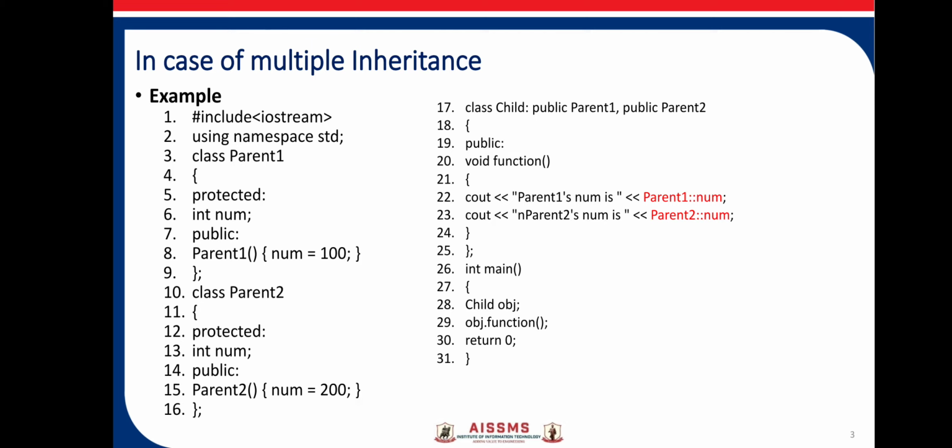So if I want to access a variable which has a similar name in parent class 1 and parent class 2 also, to identify which variable exactly we need to access, for that purpose a scope resolution operator is used. So at line number 22 you can see we are going to display the value of a num variable which is declared inside the parent class 1.